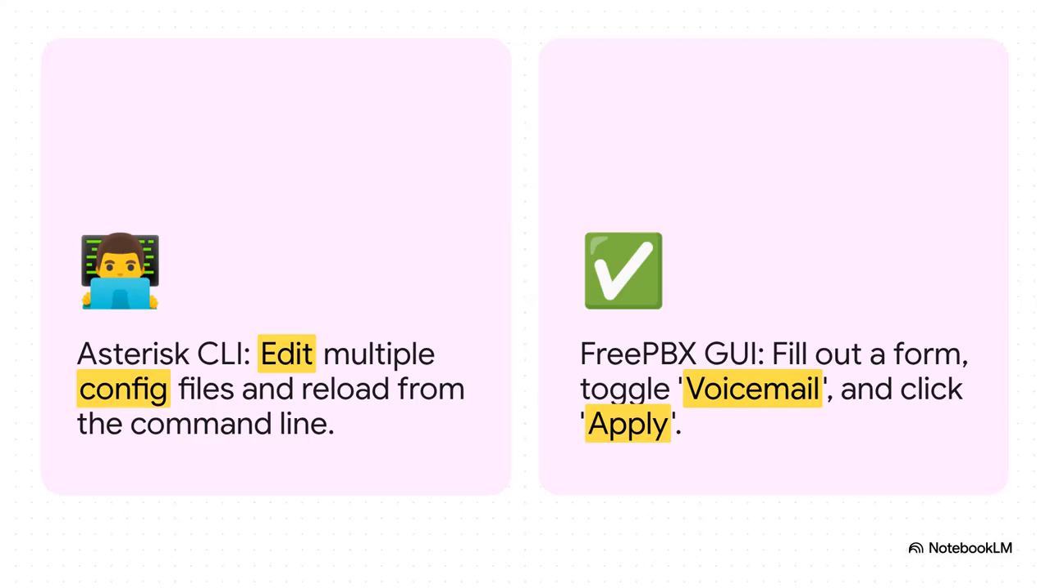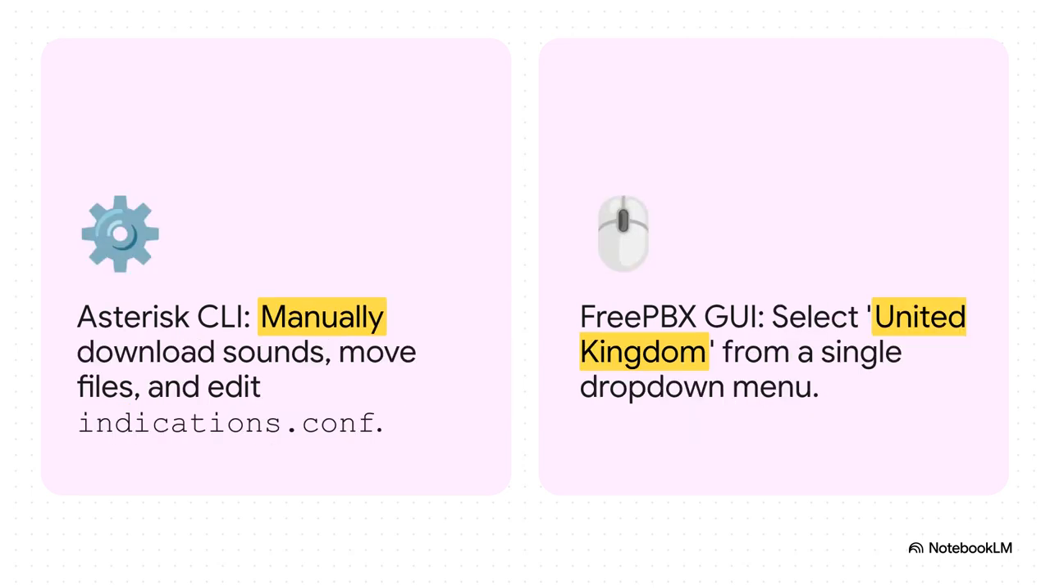And this is where the difference becomes so clear it's almost funny. Remember all that work to set up one voicemail box? Editing multiple different files, writing custom logic? In FreePBX, you click Add Extension. You fill out a simple form with their name, and you just flip a switch that says Voicemail Enabled. Then you click one button, Apply Config. You're done.